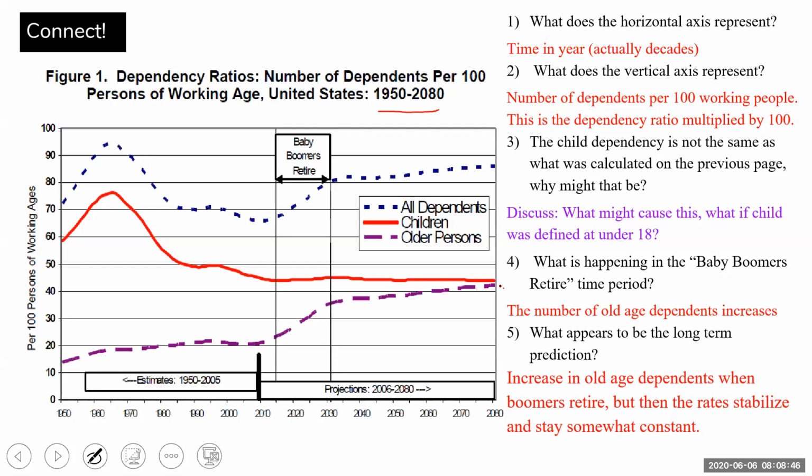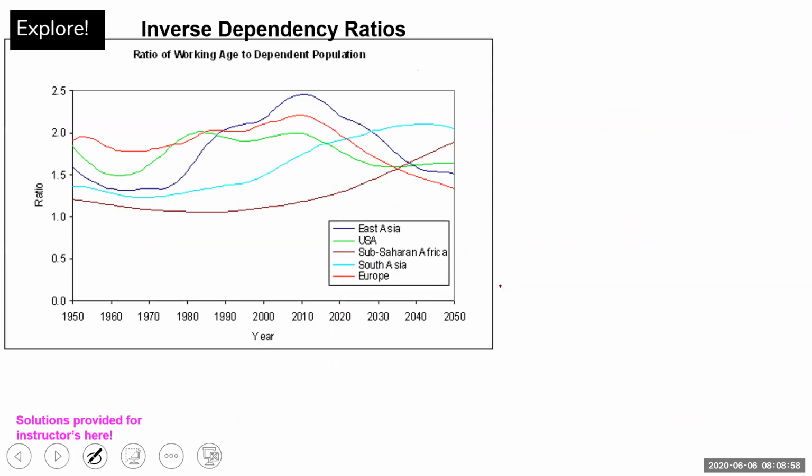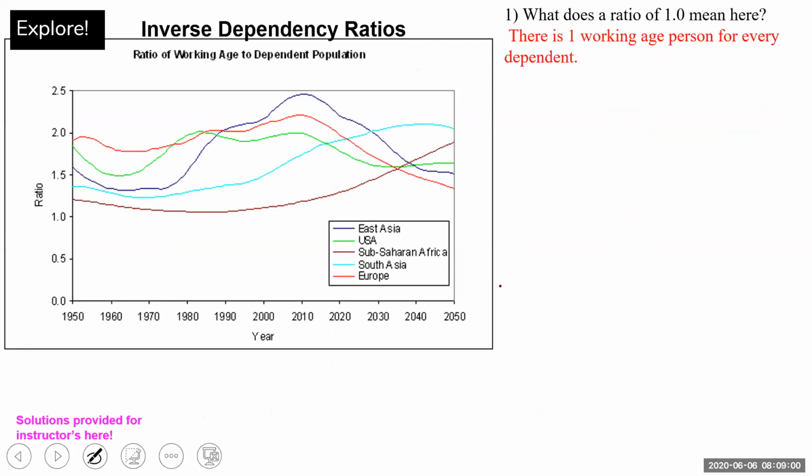Okay, so you look at the baby boomers. Baby boomers are people who were born after the Second World War. And most of them are aged now. They are old, able to work. All right, good. So these are inverse dependency ratios we want to look at. East Asia, USA, Sub-Saharan Africa, South Asia, Europe.